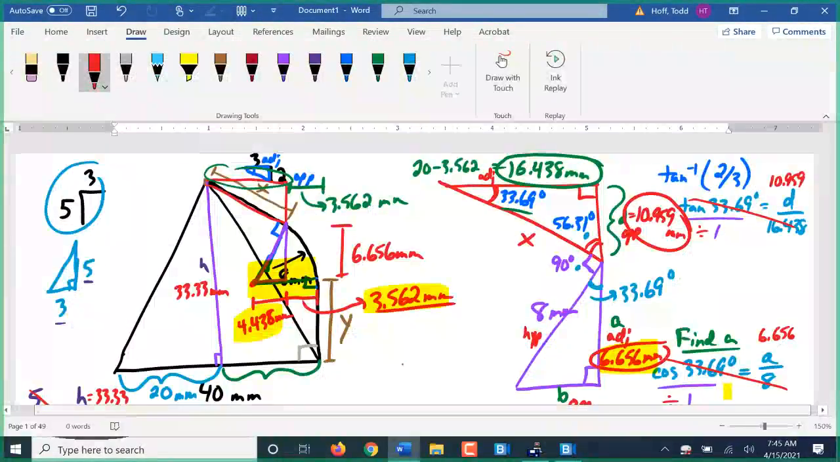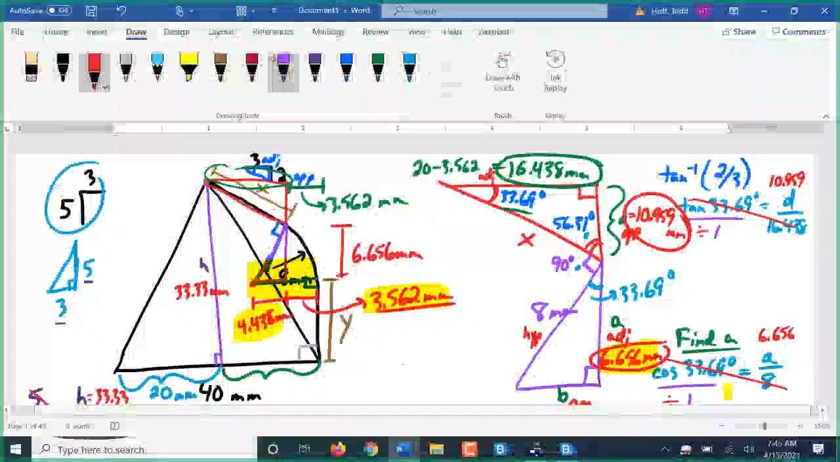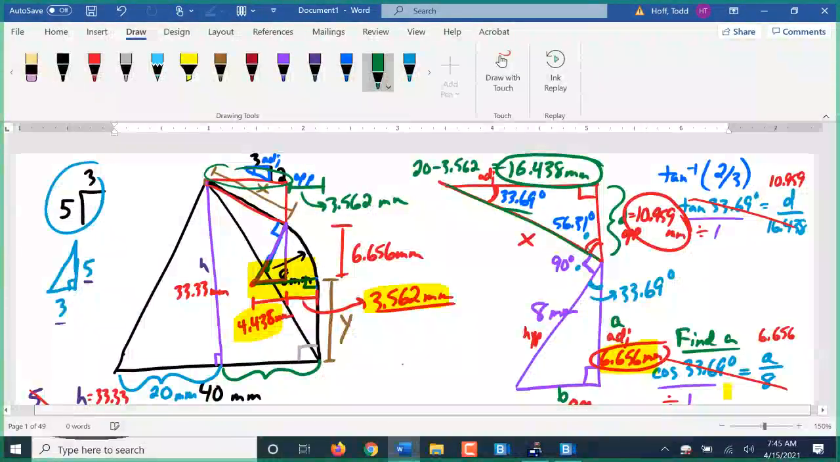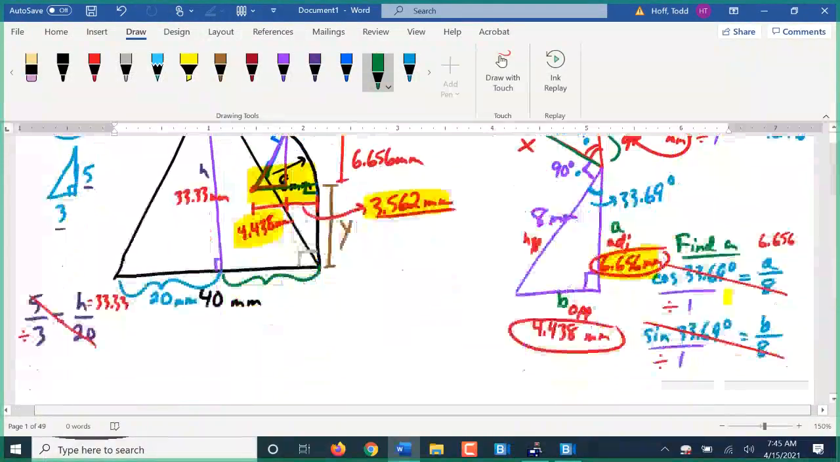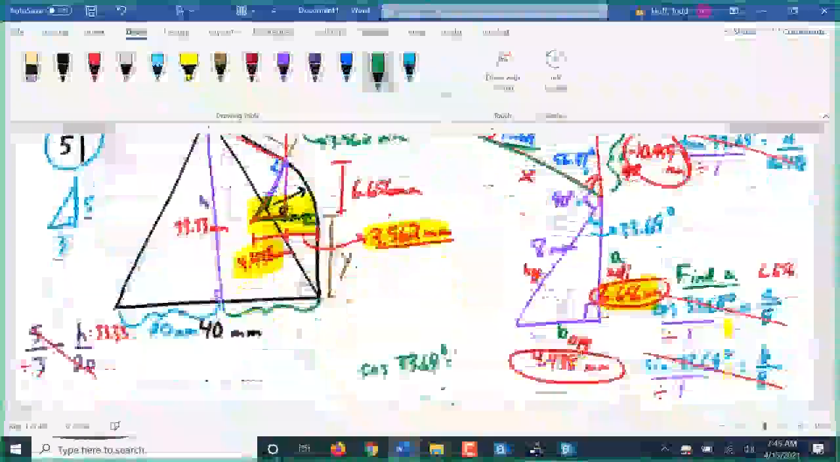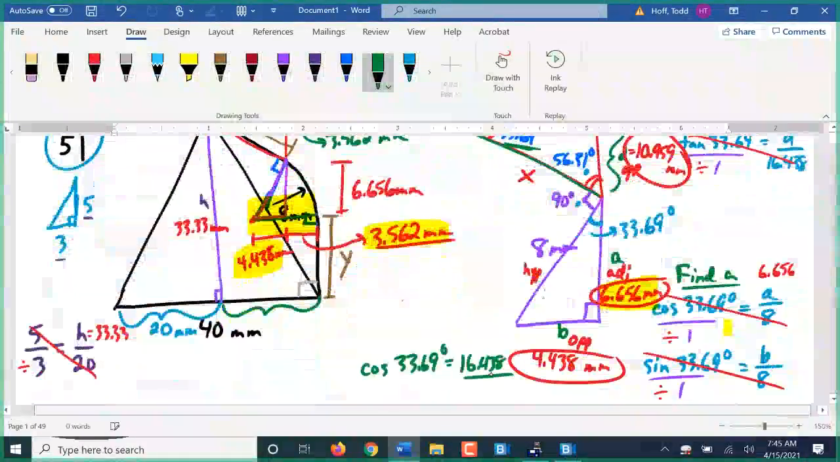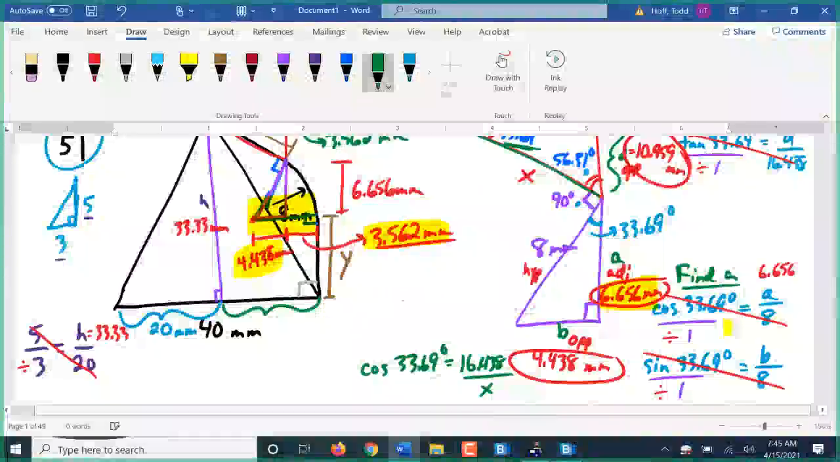Now we can find X. X is just right here, the hypotenuse of that triangle. We could do A squared plus B squared equals C squared, but that's going to require us to use two dimensions that are both rounded. So let's just do, using that 16.438 and our 33.69, let's just do the cosine. The cosine of 33.69 degrees equals, the adjacent side is 16.438 over the hypotenuse, which is x.